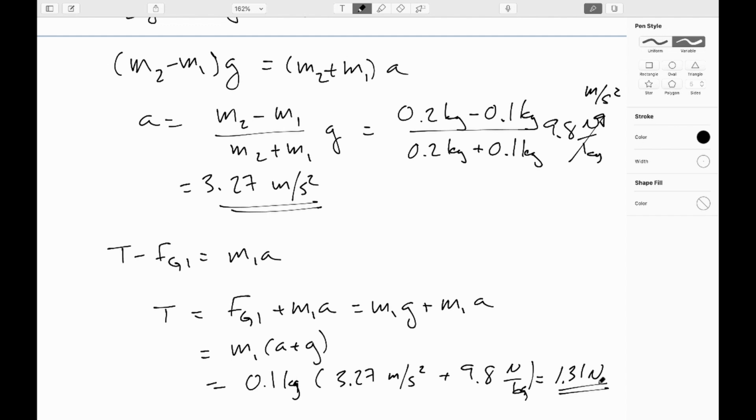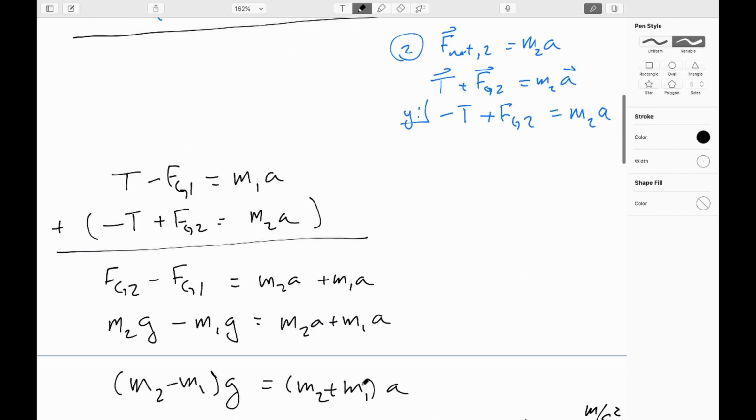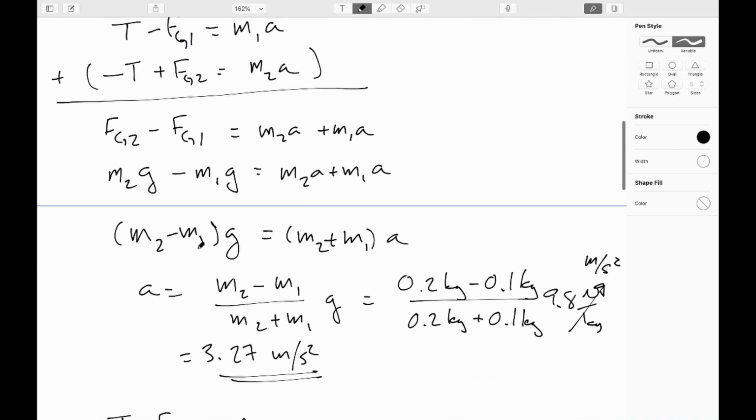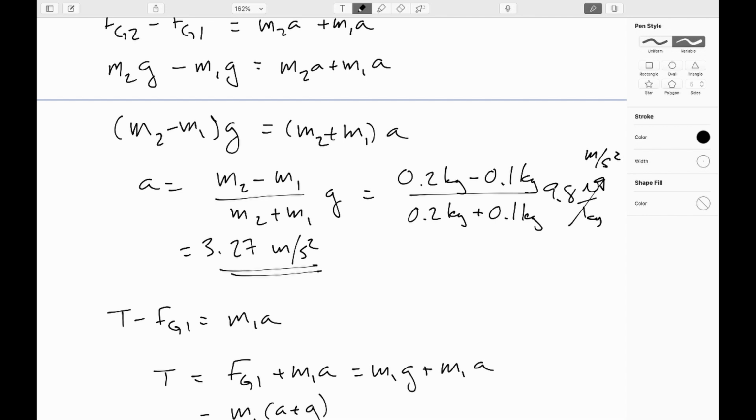And that makes some sense. The force of gravity on M1 would be 0.98 newtons all by itself, and since it's accelerating upward, the tension needs to be bigger than 0.98. And by the same token, the force of gravity on M2 would be 1.96 newtons, and since it needs to accelerate downward, the force due to tension needs to be less. All right, so that was our example using tension. In the next one, I will bring in the normal force and friction. So I'll catch you in the next video.